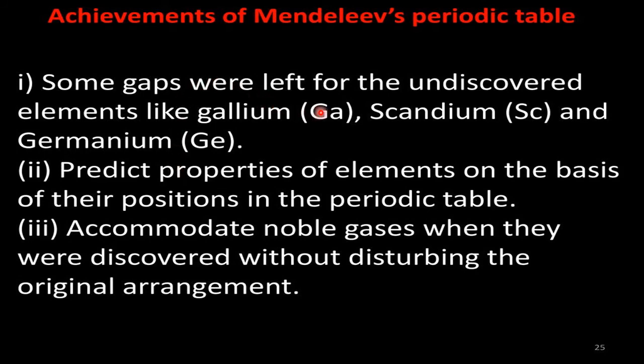Some gaps were left for the undiscovered elements like gallium, scandium, and germanium, and he predicted properties of elements on the basis of their positions in the periodic table. So by seeing the place, you can predict the property. For example, if I want to know the property of potassium, please see the place.